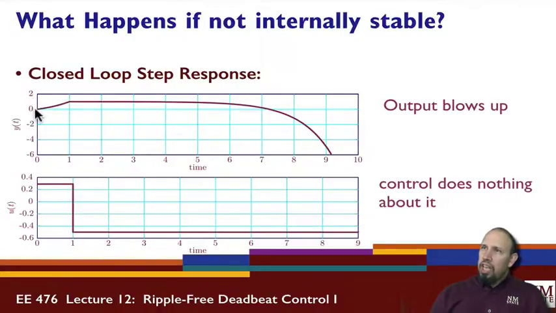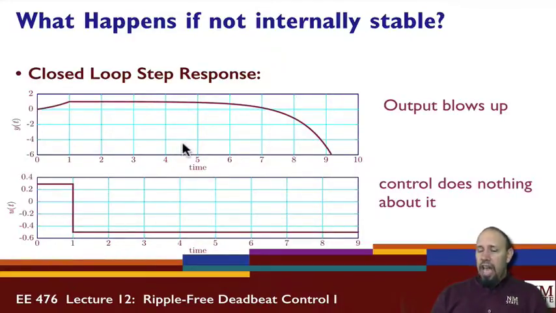So notice that for a step input, it goes up and it settles at 1. Okay, and it stays at 1 for a long time, but then eventually it blows up. And if you look at the control signal while all of that's going on, the control signal does something and then it settles and it stays at this value even though the output is blowing up. So it's like the controller knows nothing about the system blowing up, even though we're applying feedback.